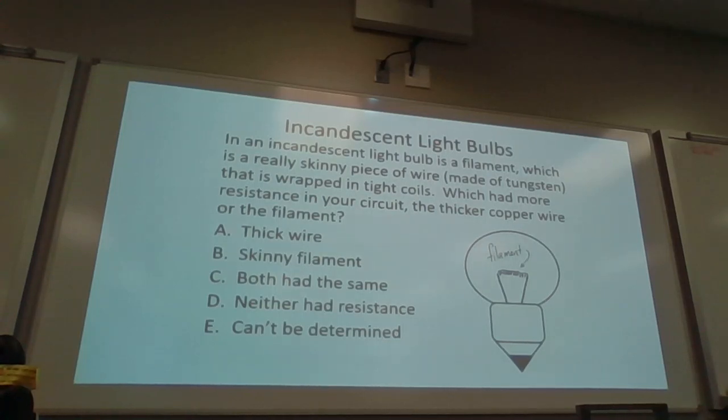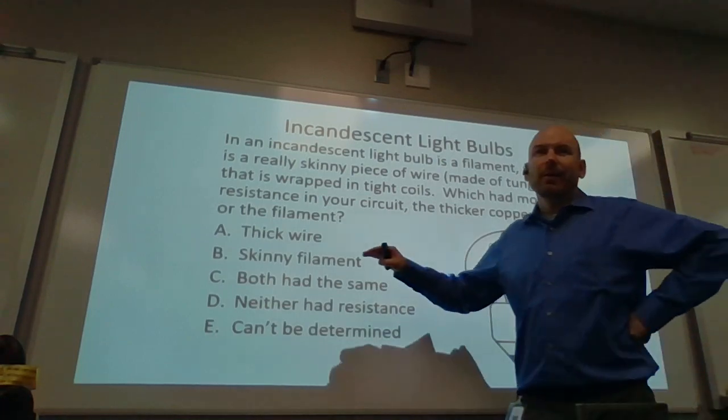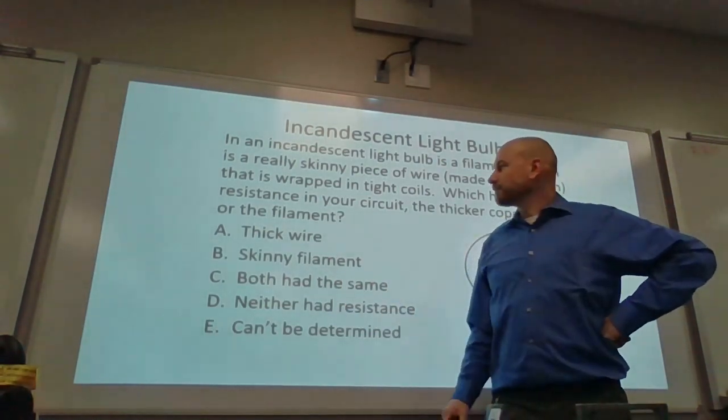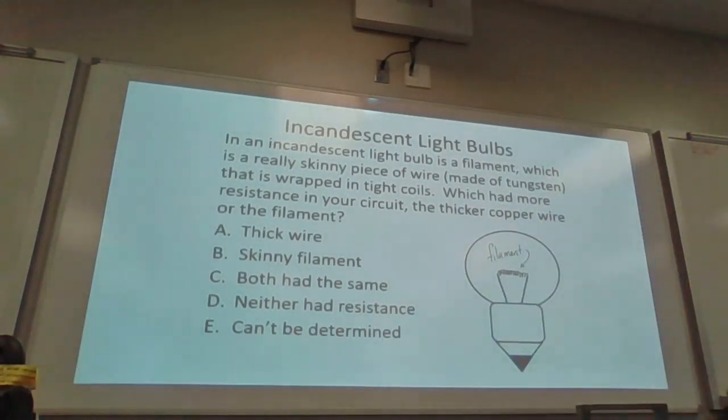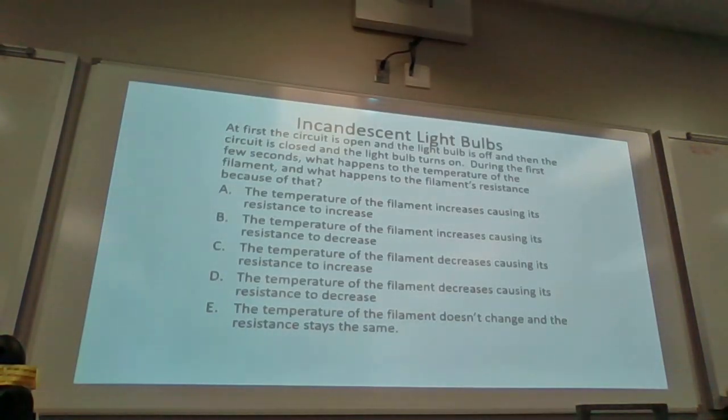Correct answer is B, the skinny filament. This gets hot enough to glow white hot. Right, and it's in a vacuum, that's why the glass bulb's there. Keep oxygen out of it.